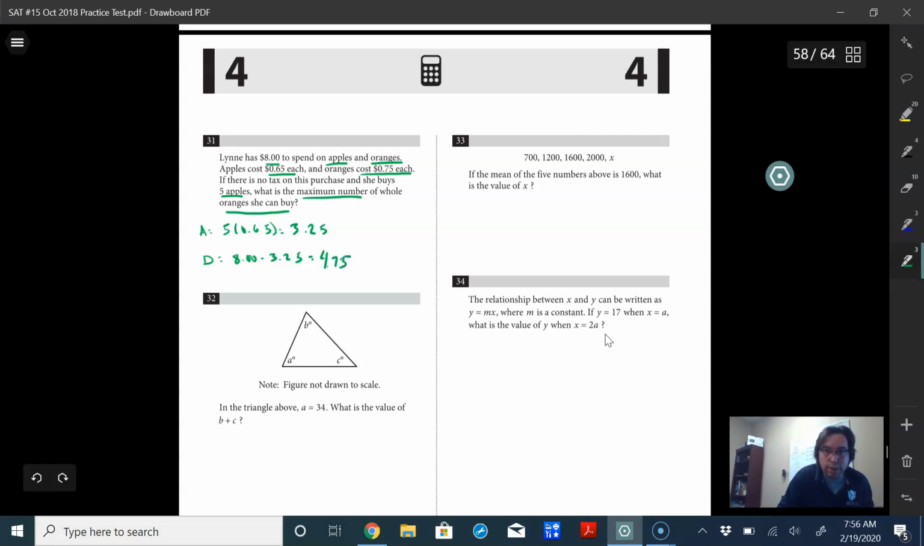It says, what is the maximum number here? So we have to be cautious of that. We take 4.75 and divide by 0.75. And 4.75 divided by 0.75 gives us 6.33. Of course, we cannot buy a third of an orange, so our answer has to be 6.